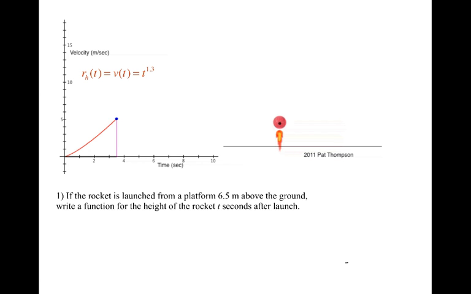Okay, we're going to come around and see how we're doing on this. We can work together. We want a function for the height of the rocket t seconds after launch, if I have the exact rate of change function.